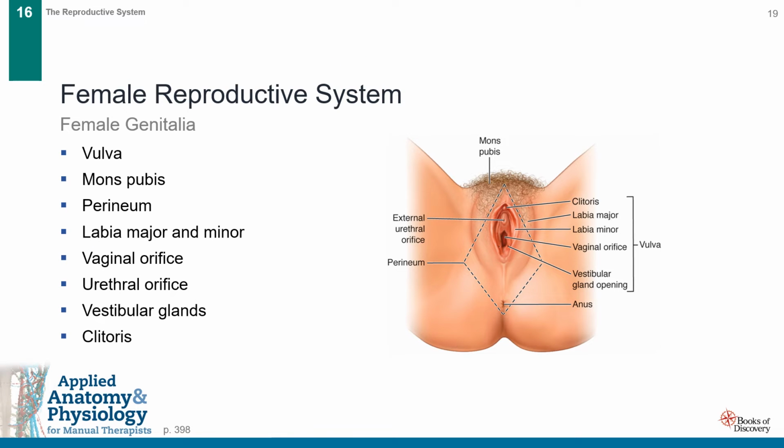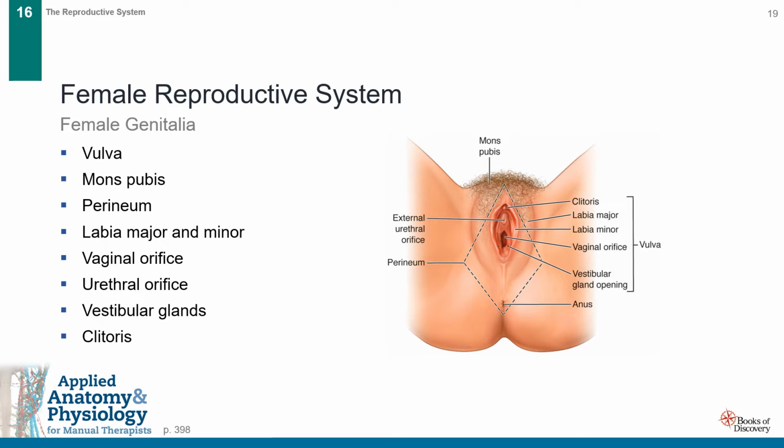Now let's consider the female reproductive system, and we will look specifically at the female genitalia. The external female sex organs are collectively referred to as the vulva. Just superior to the vulva is the soft mound of fatty tissue over the pubic bone, the mons pubis, which literally translates as pubic mountain. After puberty, the mons pubis is covered with pubic hair. The region between the mons pubis and anus is called the perineum. In males, the perineum is the region between the scrotum and the anus.